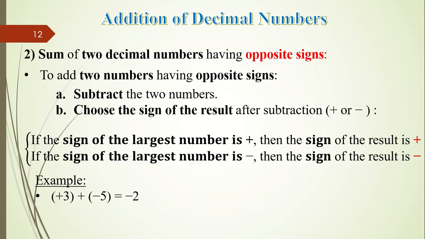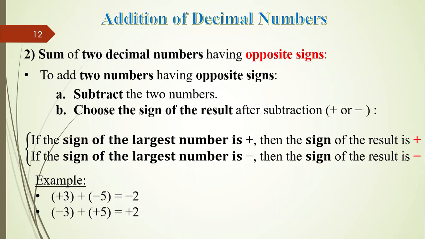Example, plus 3 plus minus 5. Here we have two opposite signs. We have a plus and minus. Since we have opposite signs, we have to subtract first. 5 minus 3, we subtract the lowest from the largest, okay? So 5 minus 3 is equal to 2. And since 5 is greater than 3, we take the sign of the greatest, which is 5. The sign of 5 is minus, so the sign of the result will be minus. So it's minus 2.